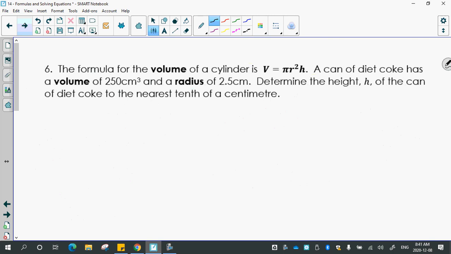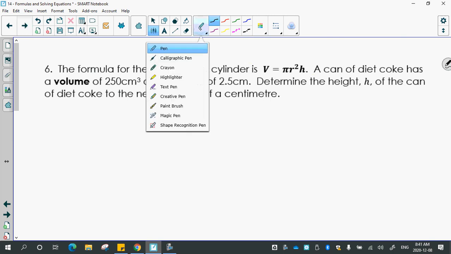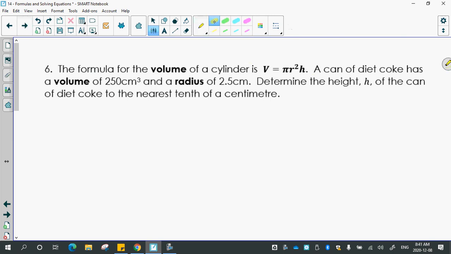All right, question 4. So again, I'm reading it through, either underlining or with a highlighter. The formula for the volume of a cylinder is V equals pi r squared H. So you can see that's a variable. Pi is a number.